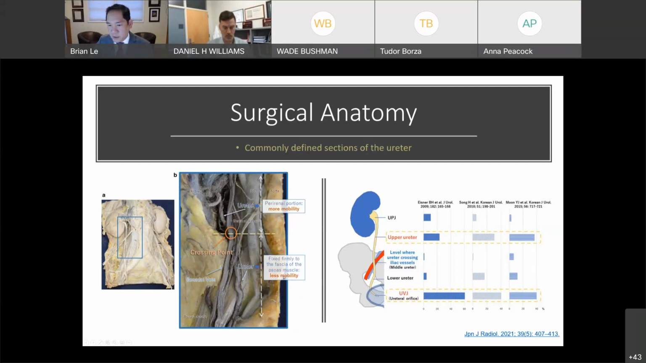And this study was interesting because they were arguing that the traditional thought that stones get stuck at the level of the UPJ, the iliac vessels, and the intramural portion of the ureter may not actually be true, and that this other portion, what they call the crossing point, where the gonadal vessels cross, is actually a more common hang-up point in the passage of things down the ureter.